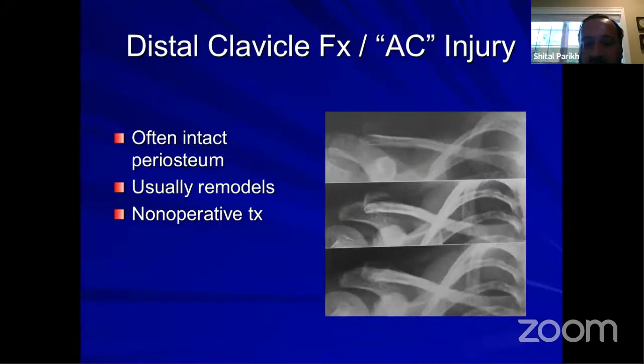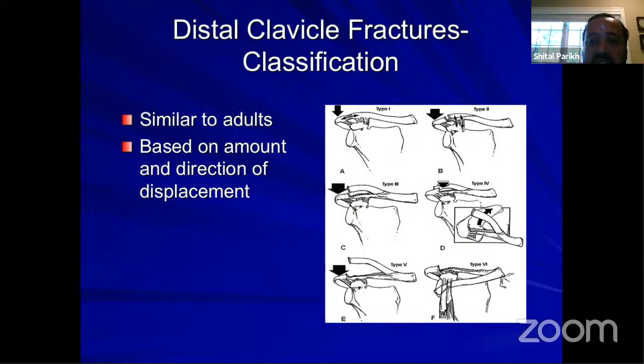Let's just talk a little bit about distal clavicle fractures or an AC injury. Often the periosteum is intact, and hence the clavicle remodels very well. It may look really bad on the x-rays, but most of these patients can be treated non-operatively, and they would remodel very well. There is a classification system. I won't go into details since you might not see too many of these.